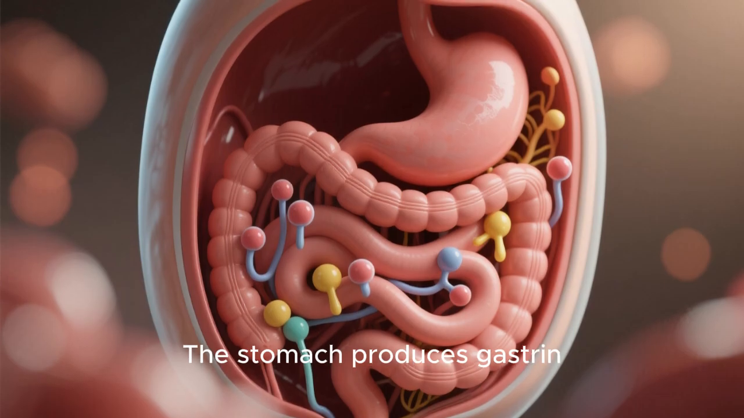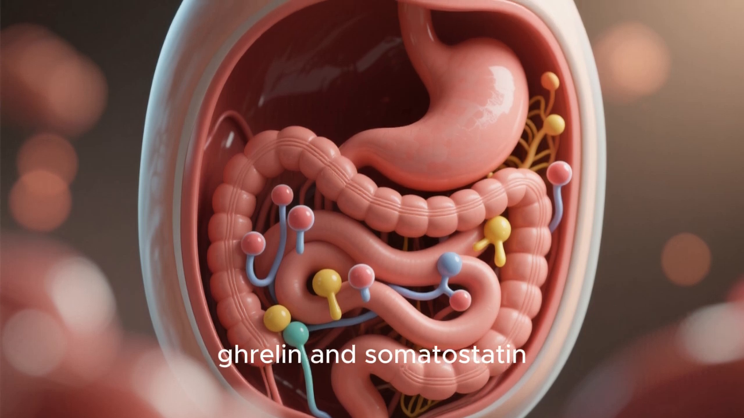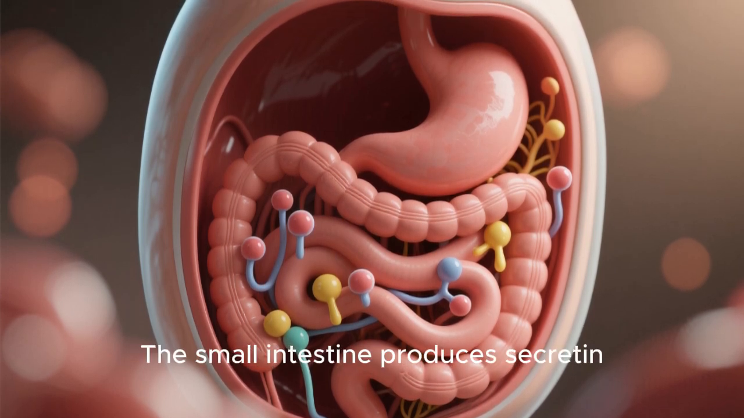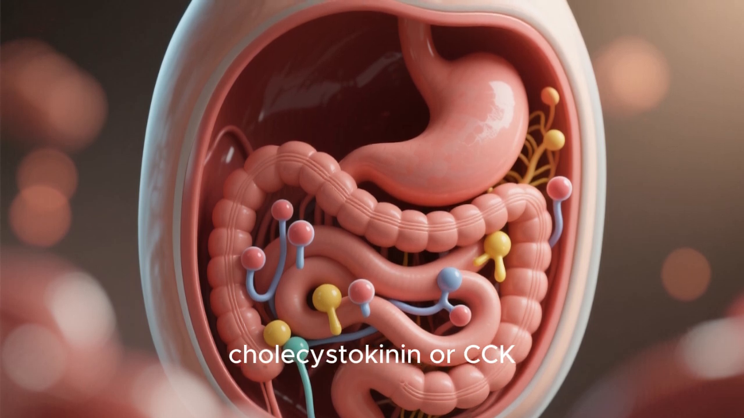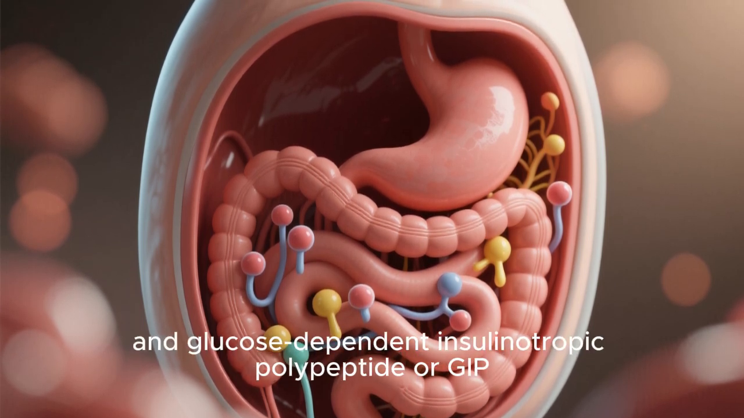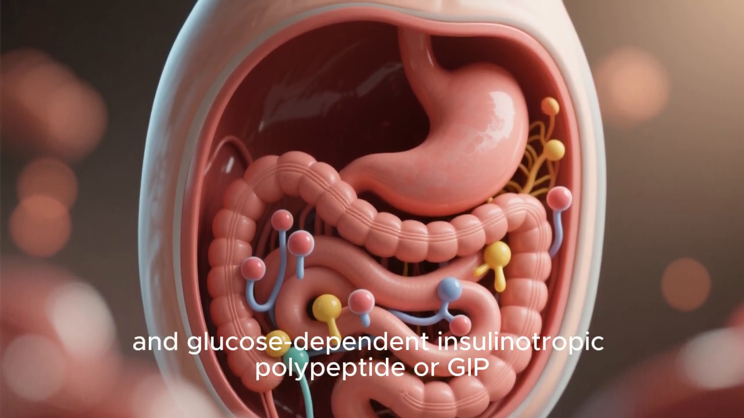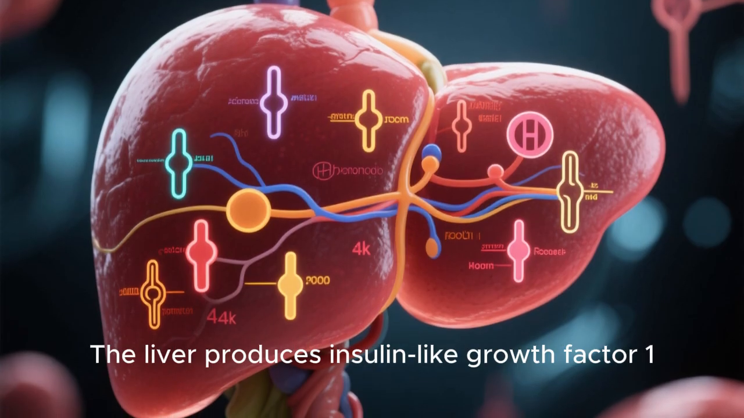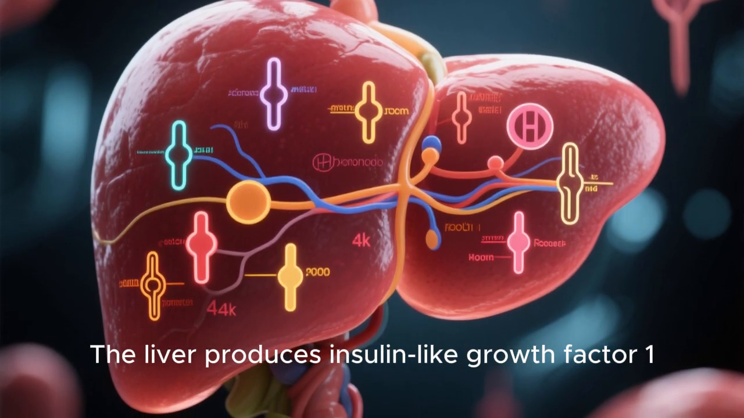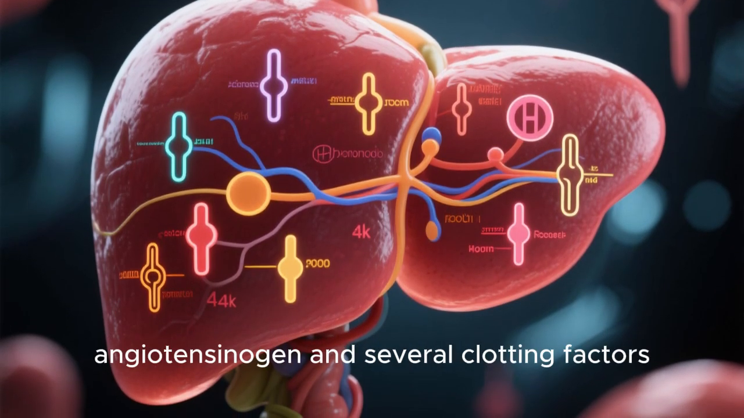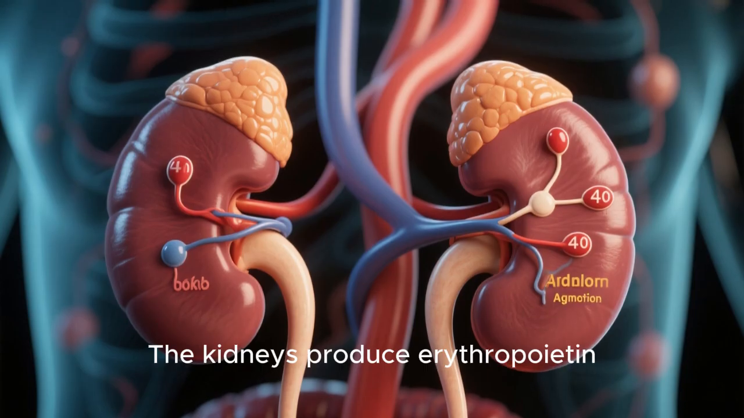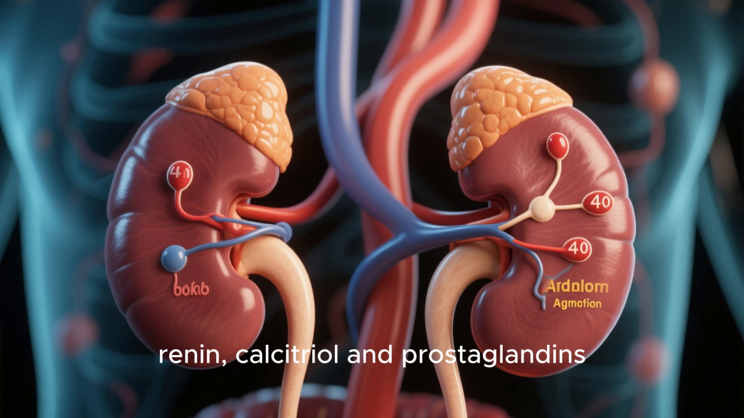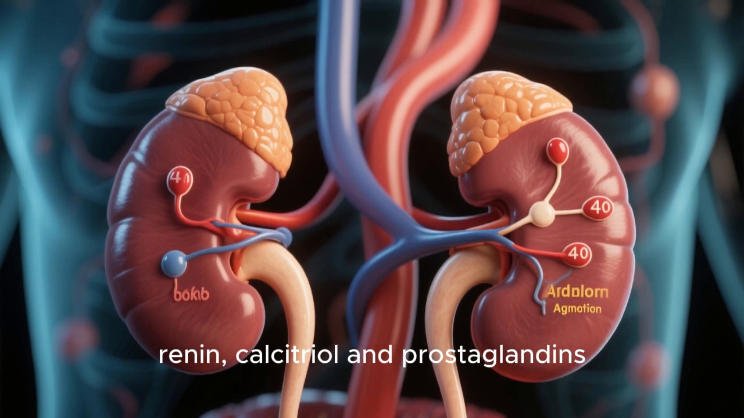The stomach produces gastrin, ghrelin, and somatostatin. The small intestine produces secretin, cholecystokinin, or CCK, and glucose-dependent insulinotropic polypeptide, or GIP. The liver produces insulin-like growth factor 1, thrombopoietin, angiotensinogen, and several clotting factors. The kidneys produce erythropoietin, renin, calcitriol, and prostaglandins.